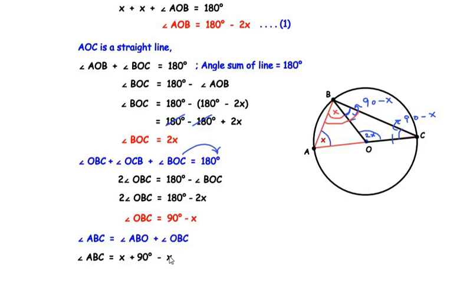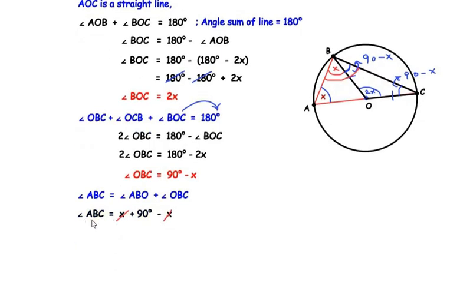Now here x minus x, they will cancel out each other, giving us the value of angle ABC as 90 degrees. So we have proved that the angle made in a semicircle is always going to be a right angle, that is 90 degrees. So this is our answer.